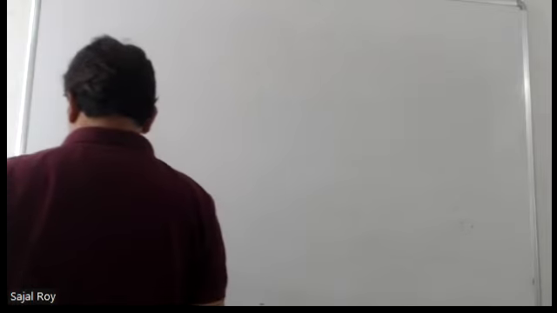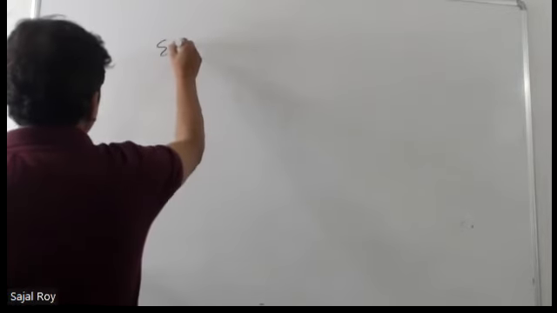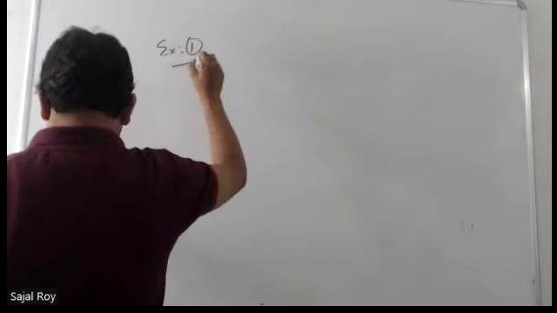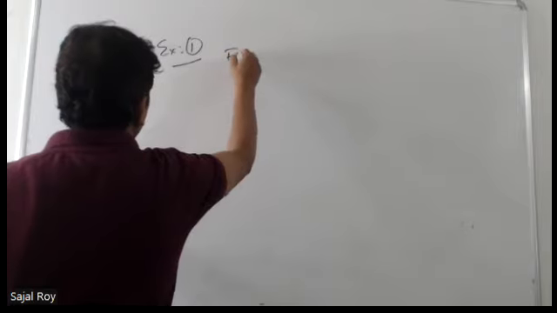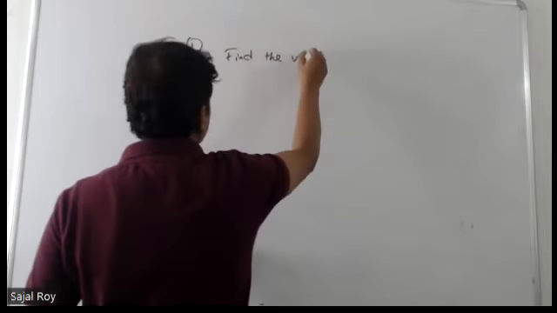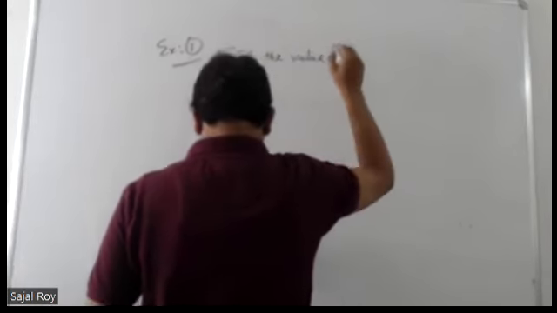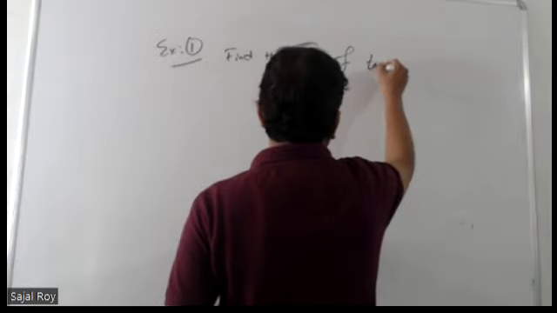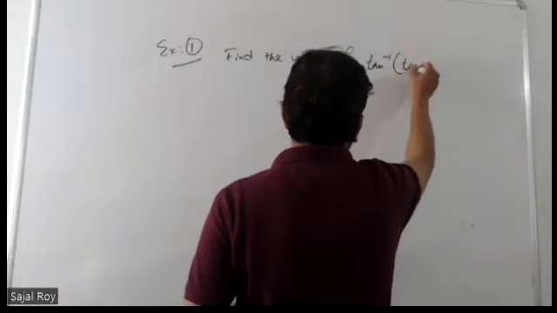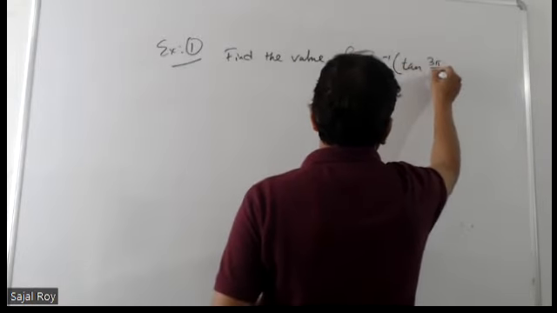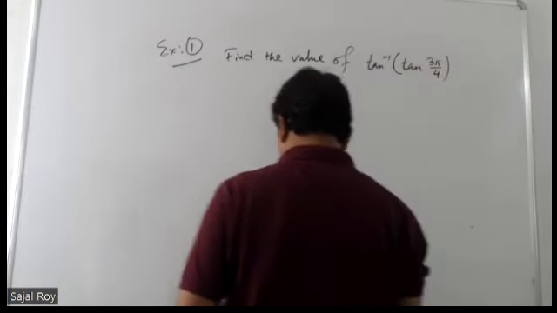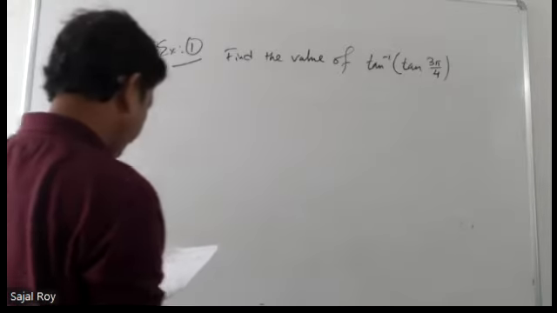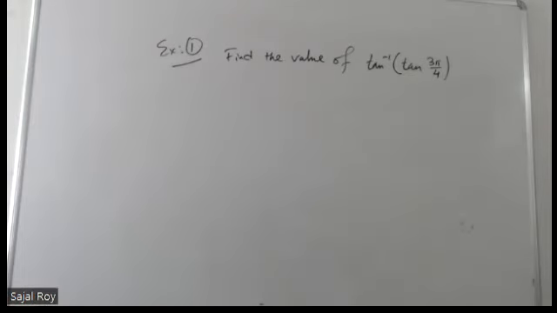Let us have a problem. Suppose it is problem number 1. Find the value of tan inverse of tan 3 pi by 4. What is the value of tan inverse of tan 3 pi by 4?